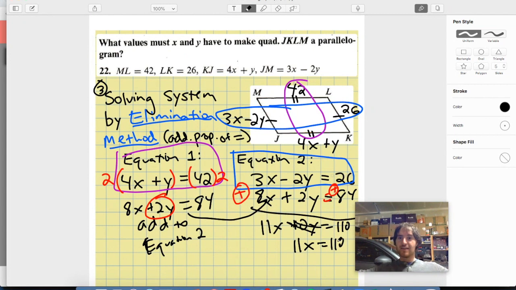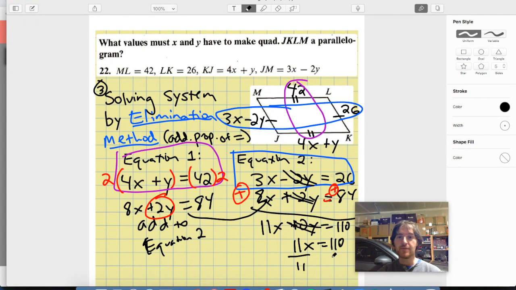Did you see it? Did you see what happened? That was a big moment. So make sure you go back and check it out for a second. I added this rewritten equation here to this one here, and it eliminated negative 2y plus 2y. Boom, we eliminated that variable. The 3x plus 8x is 11x. 26 plus 84, we know from video number 2, that's 110.